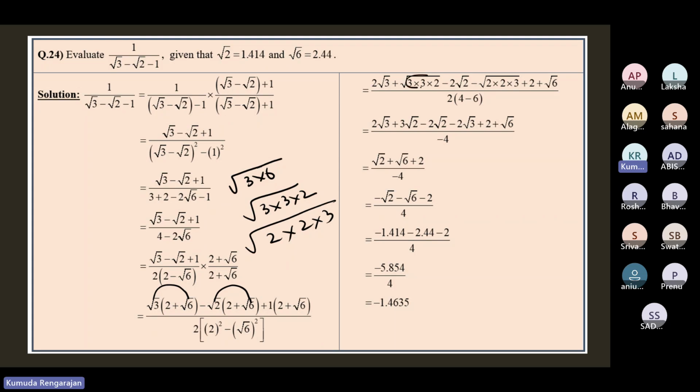So then from 2 3s, 1 3 comes out. From 2 2s, 1 2 comes out. And then you also should have understood how to handle the minus sign in the denominator.